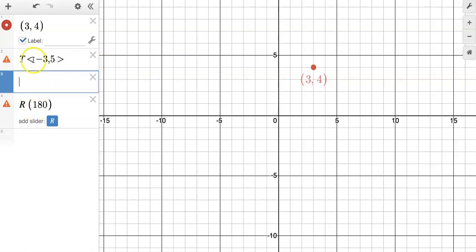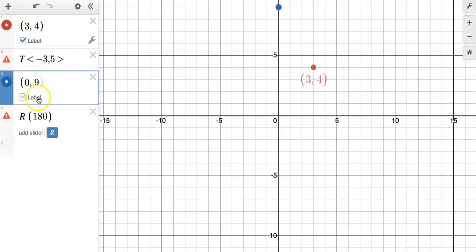So here we go. Remember, with translations, you basically just add the -3 and the 5 to the 3 and the 4. So a 3 and a -3 is going to be a 0, comma, and then a 4 and a 5 is going to be a 9. Okay, so there it is. All right, so the translation moved right there.